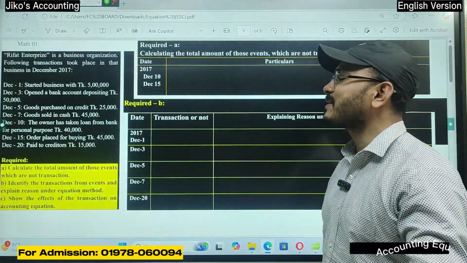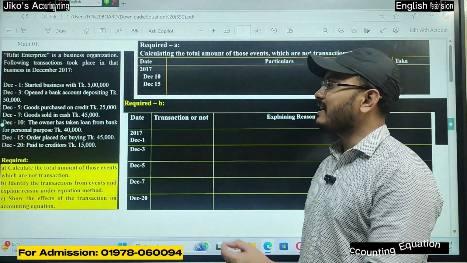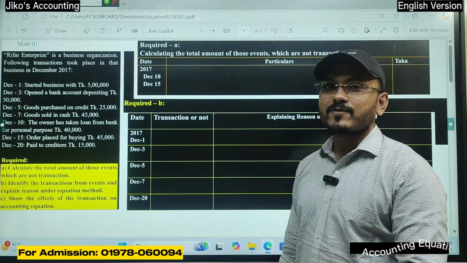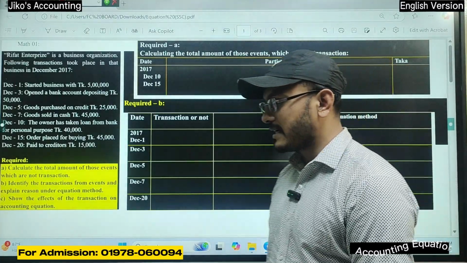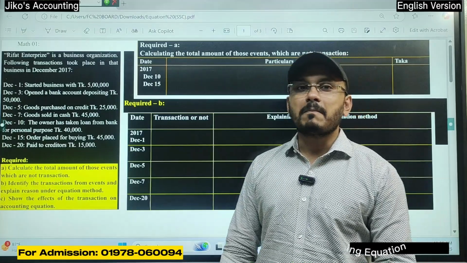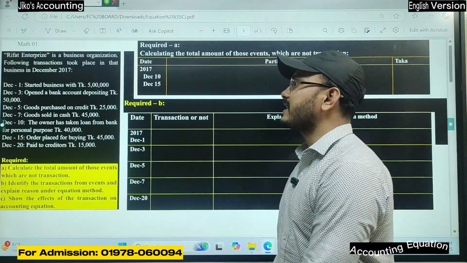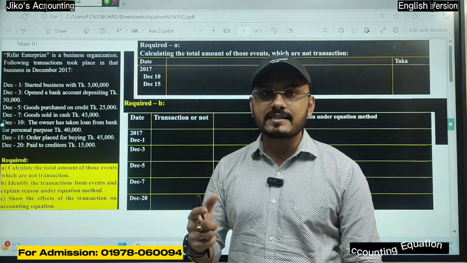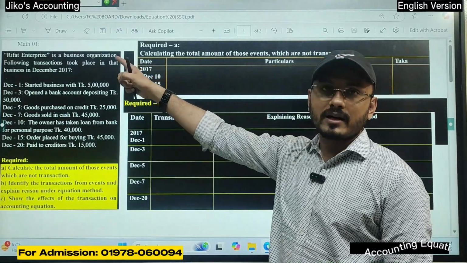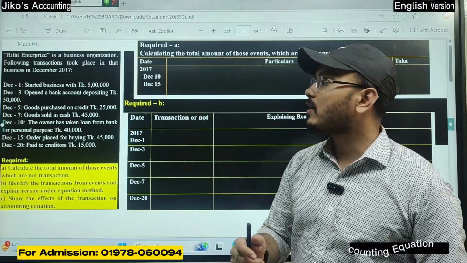Today we are going to solve the math from your book. It is totally covered from your textbook. This math is for SSC candidates. If you follow the academic curriculum of Bangladesh, then you can find it in chapter number 2. The chapter name is Transactions, where the math number is 1. This is from your textbook. What is given there?